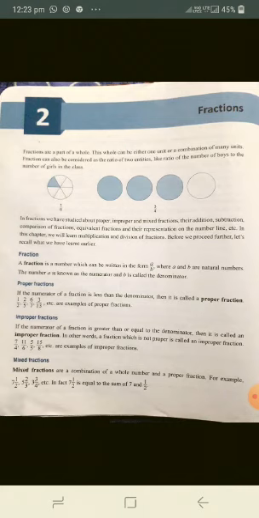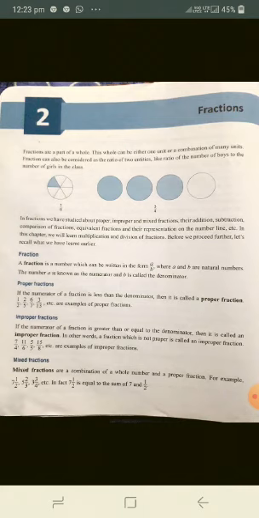Proper fractions. If the numerator of the fraction is less than the denominator, then it is called a proper fraction. For example, 1 by 2, 2 by 5, 6 by 7, 3 by 13. These are the examples of proper fractions.